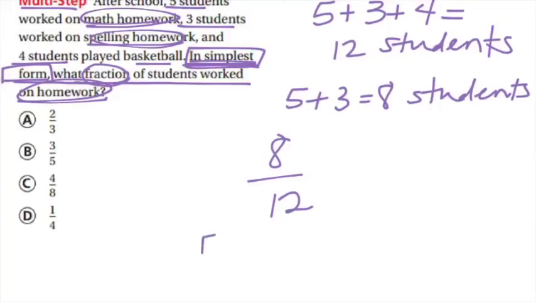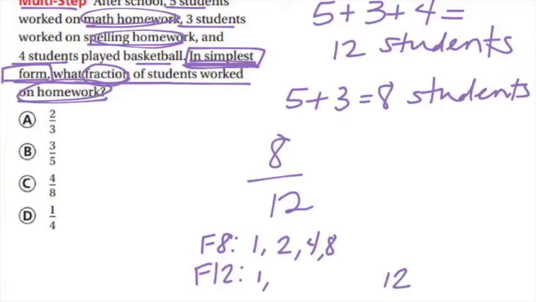To write it in simplest form, I want to figure out what is the greatest common factor of 8 and 12. So I'm going to list my factors of 8. What numbers do I multiply to get to 8? Well, I know 1 and 8, as well as 2 and 4. All right, let's also do our factors of 12. Well, there's 1 and 12. There's 2 and 6. And then there's 3 and 4.